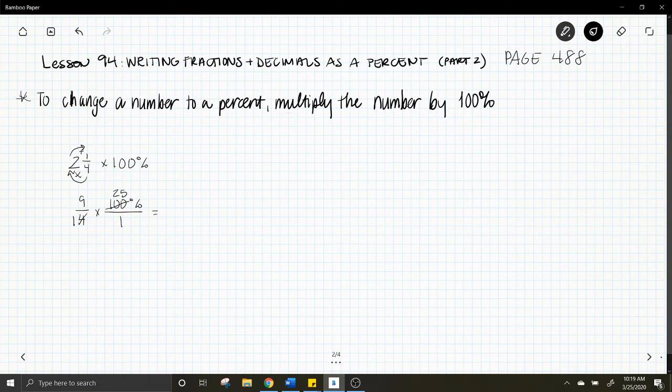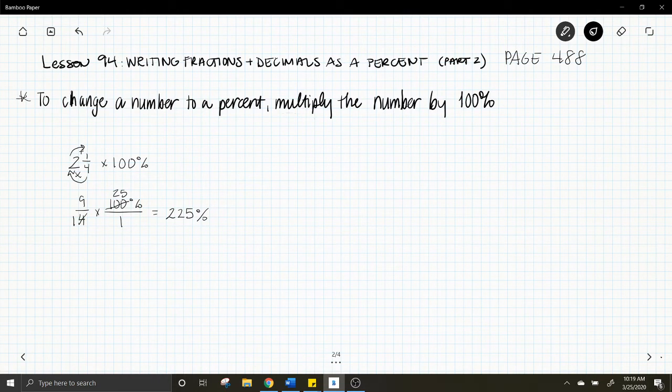You could wait until the end to reduce if you want, but if you do it beforehand, it's a lot easier. So now do 9 times 25. 9 times 25 is 225. So it means we have 225%. So 2 1/4 is 225%.